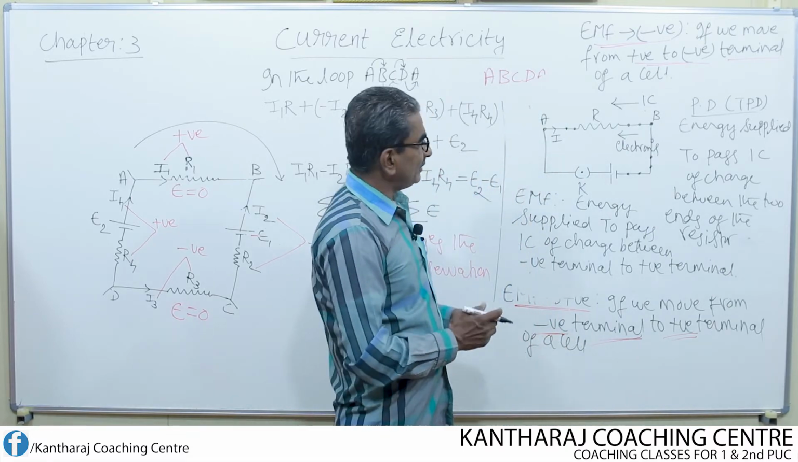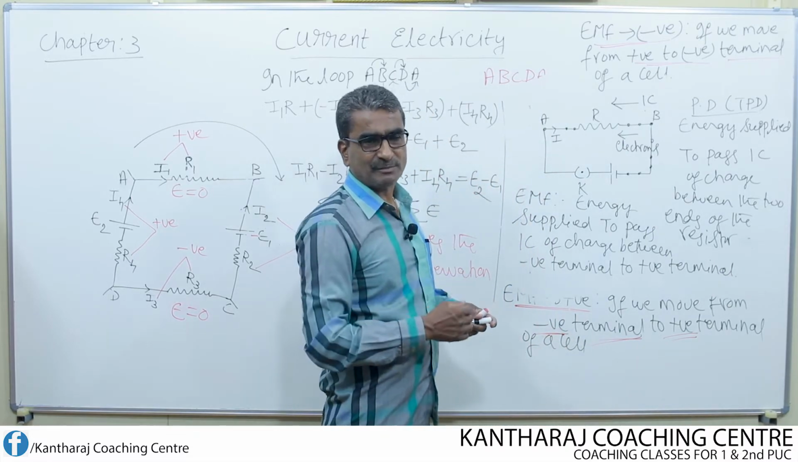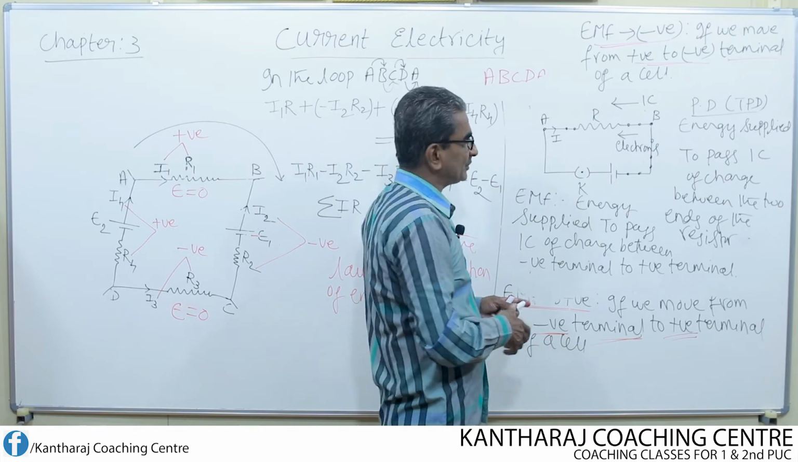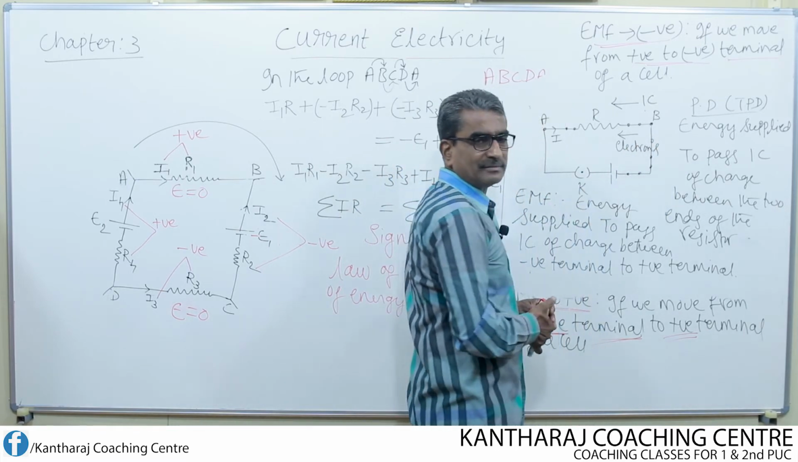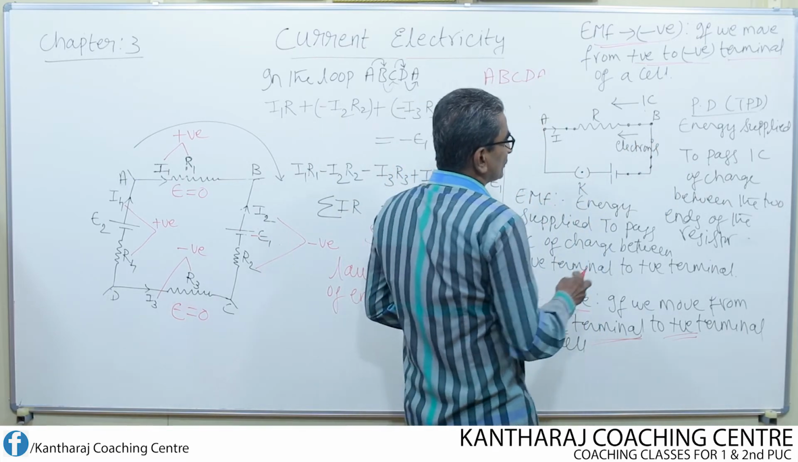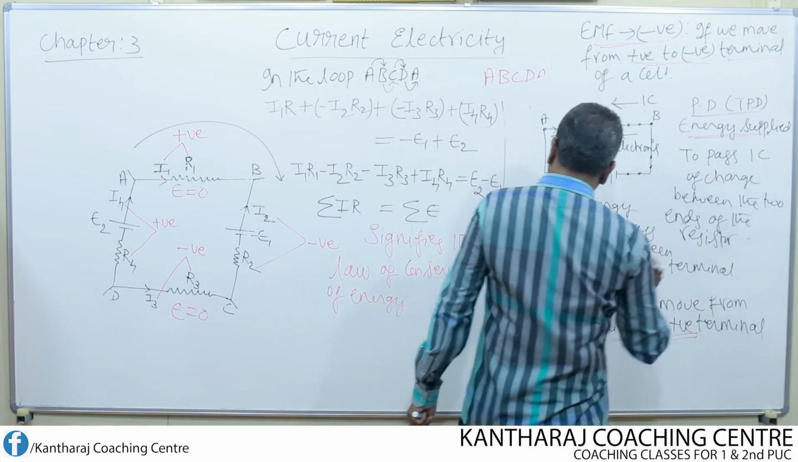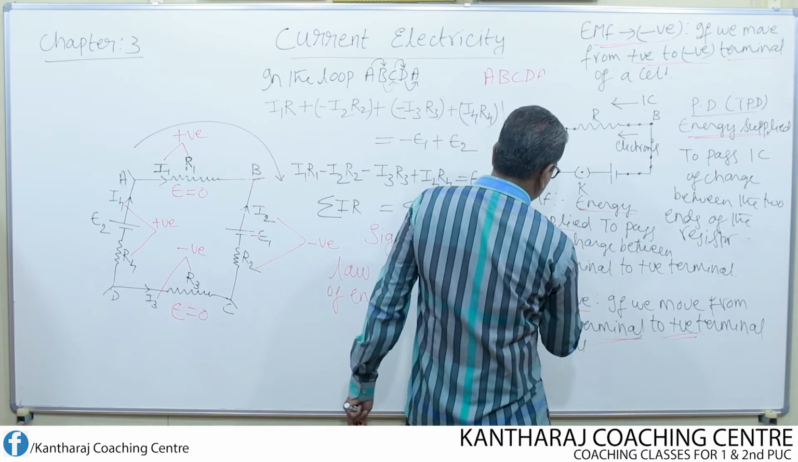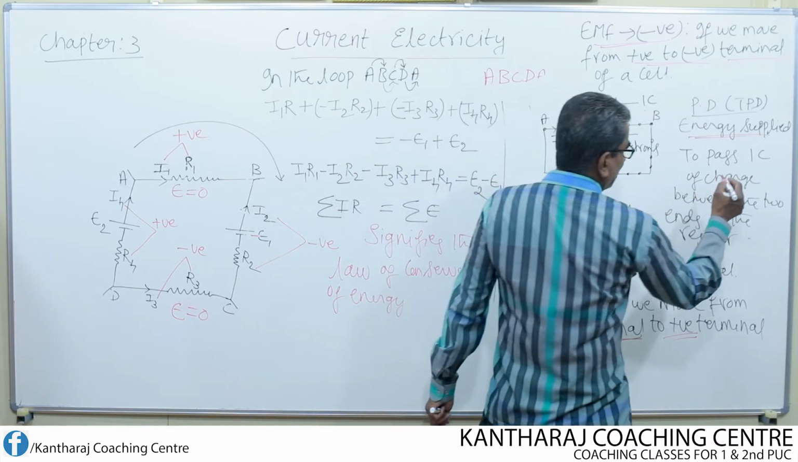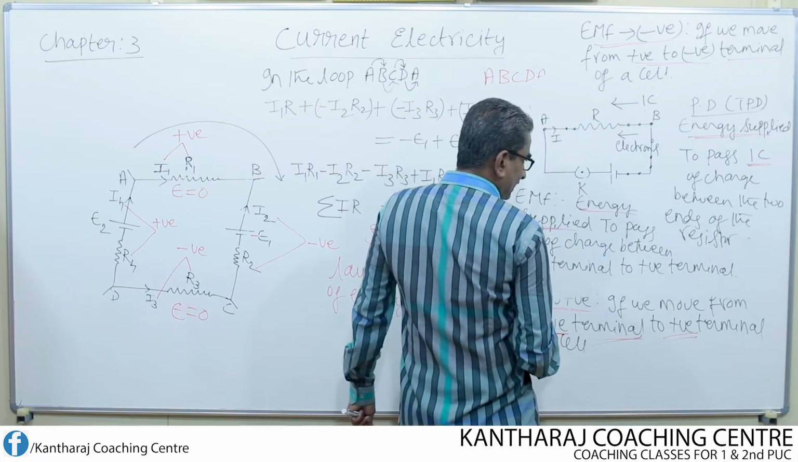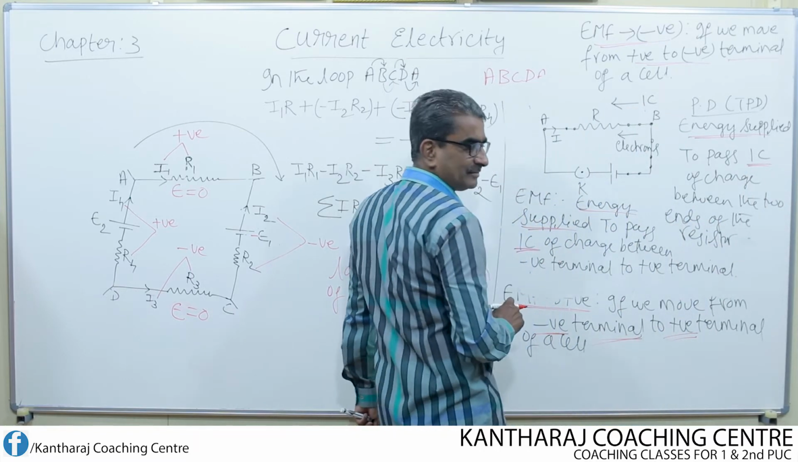Okay. Then what is the difference? What difference does it make between EMF and potential difference? Energy supplied. Here also energy supplied. What is the amount of charge? 1 coulomb. Here also 1 coulomb of charge.